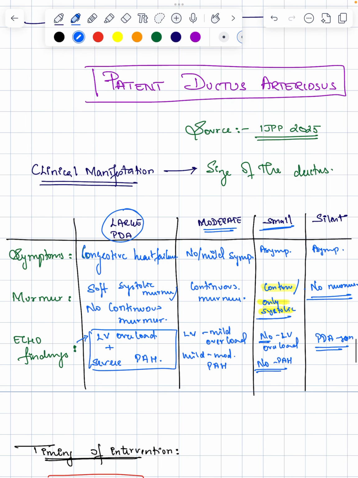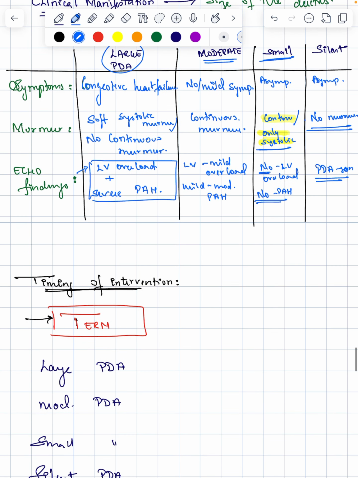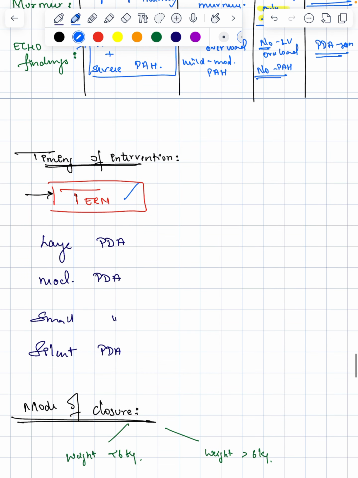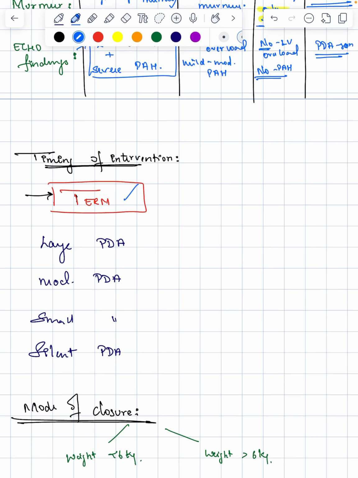So at what time are you going to intervene in a child with a PDA? The clinical course and the management for a child with PDA depends on whether the child is a term child or a preterm child. In a term neonate, there will be spontaneous closure of a small PDA by around 3 months of age. So spontaneous closure you can expect for a term child with a small PDA, up to 3 months of age.